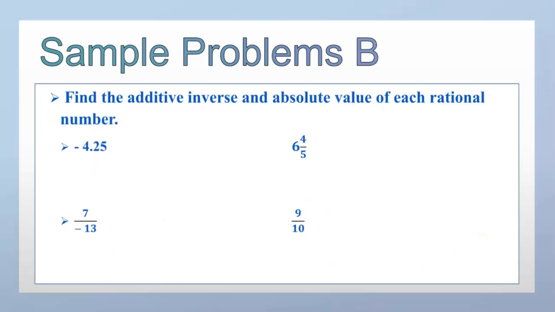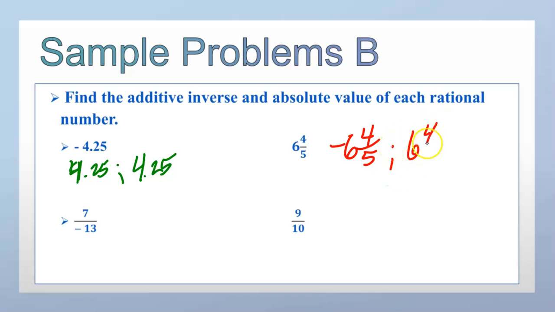Example B, find the additive inverse and the absolute value of each rational number. So all we're going to do is just find the opposite and then what is the absolute value of the number. So the opposite of a negative 4.25 is 4.25. And then the absolute value of a positive 4.25, or the absolute value of negative 4.25, is 4.25. Next, the opposite of 6 4/5 is a negative 6 4/5. And the absolute value of 6 4/5 is 6 4/5.